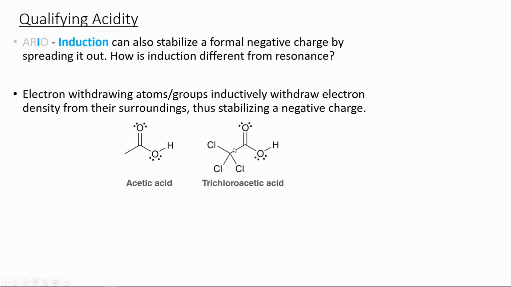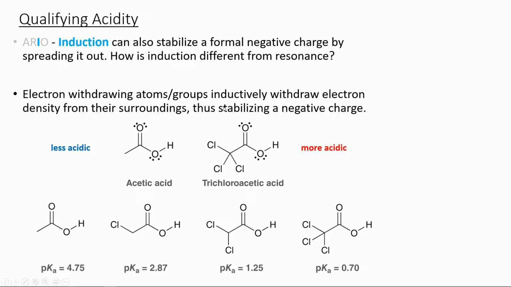And therefore, even though we're 1, 2, 3 bonds away from where the negative charge is going to build up on the conjugate base, those chlorines are still pulling that electron density towards them and helping to stabilize the negative charge. So, trichloroacetic acid is going to be more acidic than acetic acid. And we can look at a trend here. Acetic acid, pKa of 4.75.